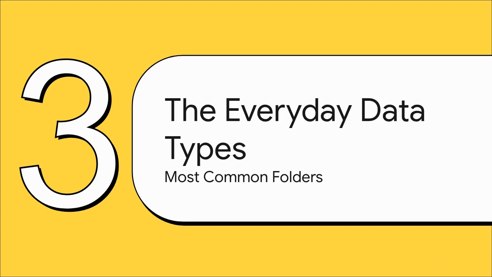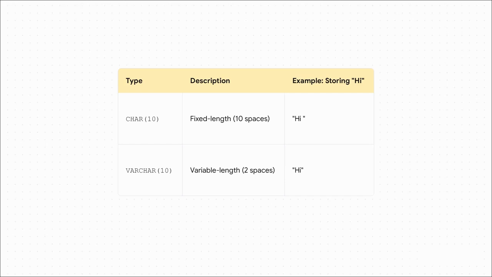All right, it's time. Let's open up that digital filing cabinet and take a look at the most common folders. These are the data types you are going to see absolutely everywhere. And we'll start with text. Now for text, things get pretty interesting right away. Imagine you have a box that has exactly 10 spots for letters. If you use char and you only put in 2 letters, like hi, the system still saves all 10 spots, just filling the rest with empty space.